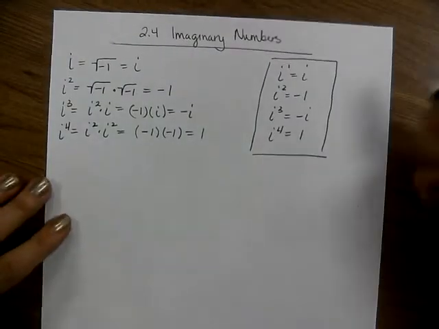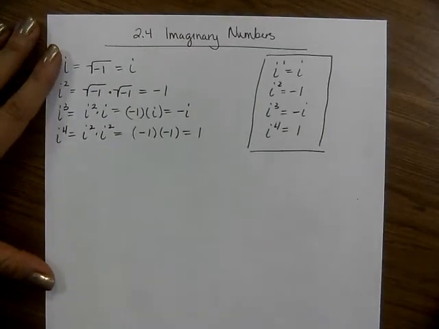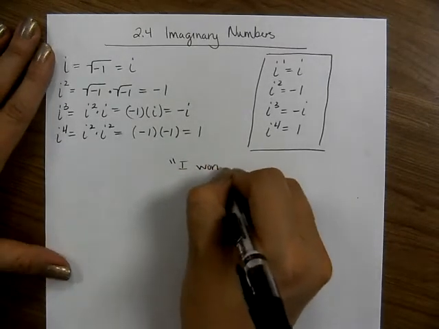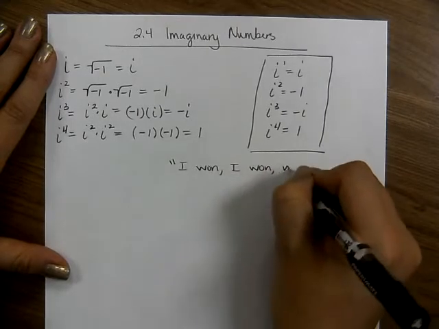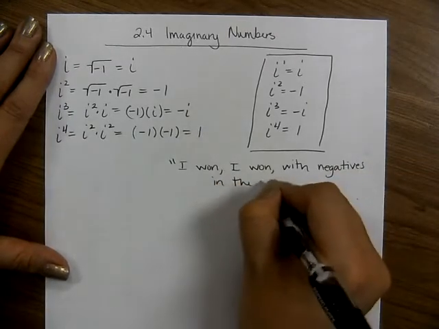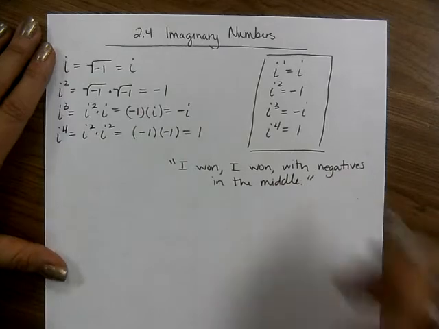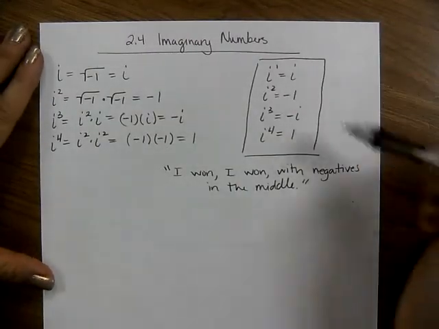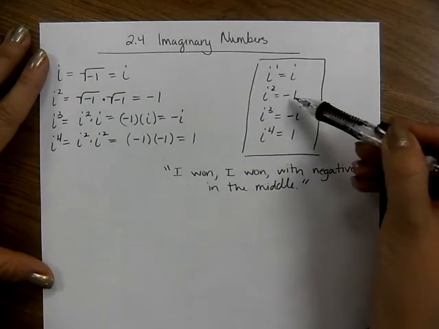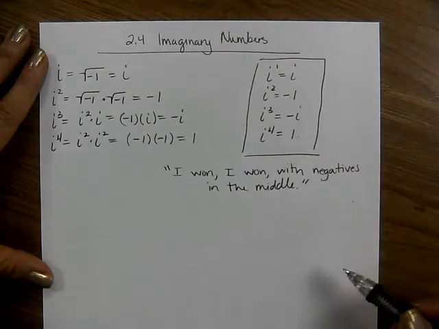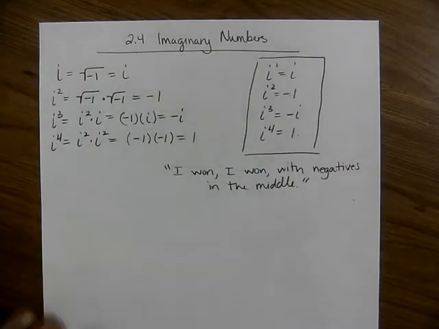Just about. Right? So, there's a stupid sentence that goes with this. And if you cannot remember this pattern, maybe you can remember this dumb sentence. So, it goes like this. I won with negatives in the middle. If you just read the sentence, it makes absolutely 0 sense. Okay? But if you look at the pattern of i, it goes like this. i won with negatives in the middle. Totally dumb. But if you can't remember the pattern, remember the stupid sentence. Sound good? Okay? It's stupid. It doesn't matter. Okay? Moving on.